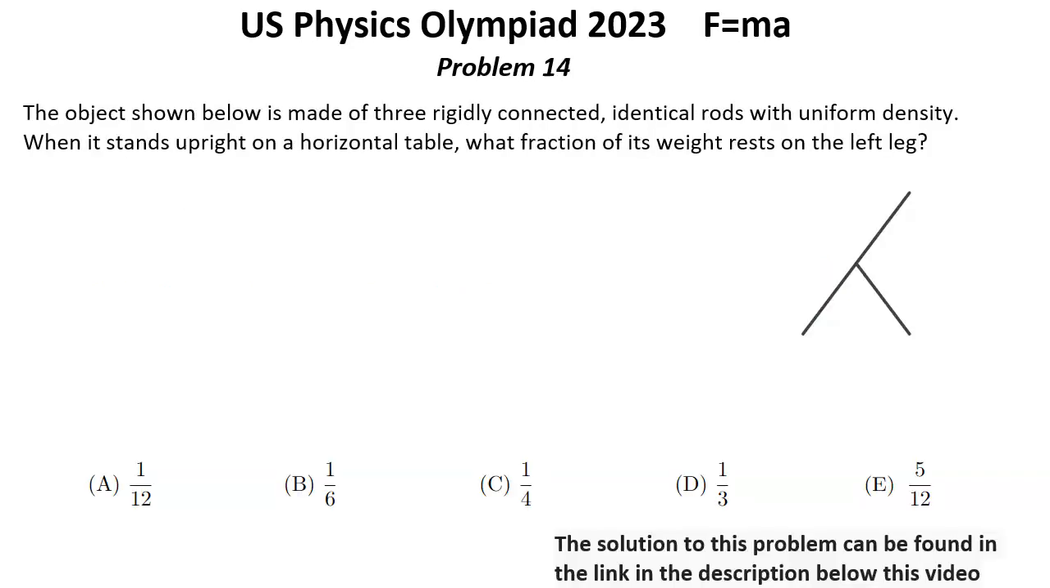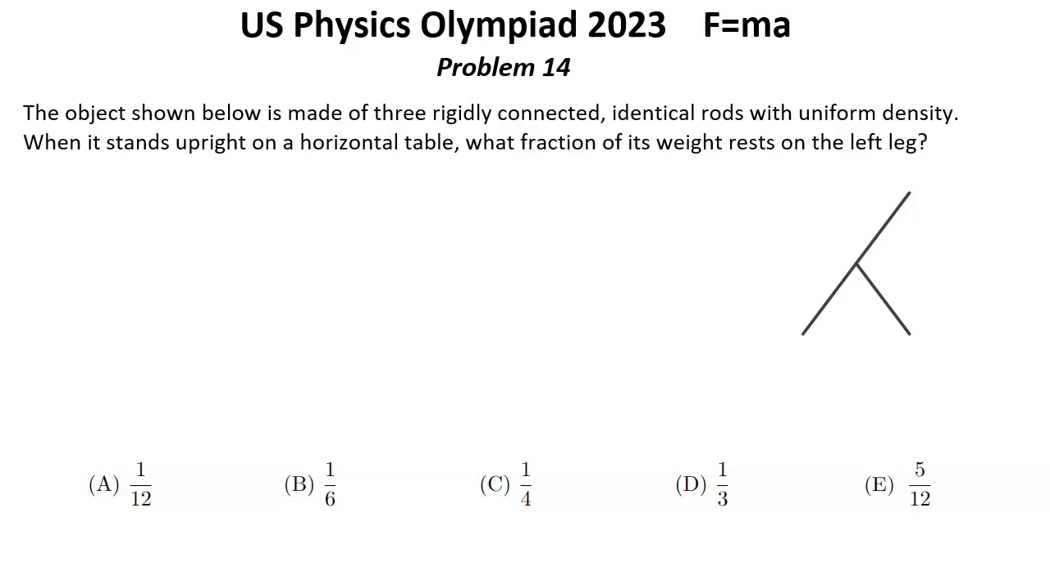Problem number 14. The object shown below is made of 3 rigidly connected identical rods with a uniform density. When it stands upright on a horizontal table, what fraction of its weight rests on the left leg?